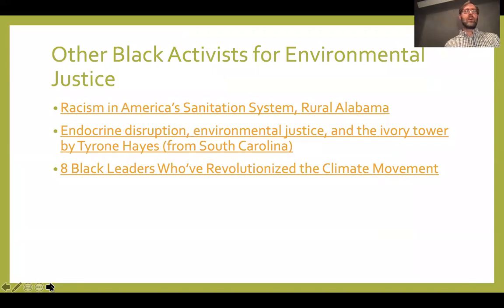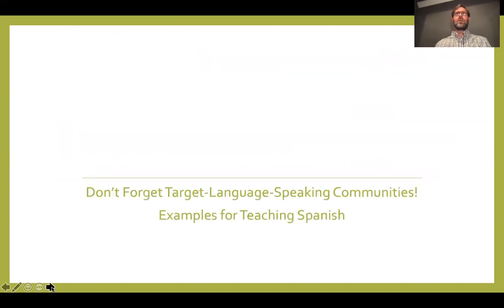And then there is a whole series of ways to show that Black activism goes way back, right, into the roots of the environmental movement. You've got issues in rural Alabama right now with water and sanitation. You've got scientists, Black scientists, doing powerful work, for example, with endocrine disruption, et cetera. I mean, there's all sorts of resources out there to match the identities of most of your students, and to make sure you keep diversifying and get all their identities included in what you're featuring.